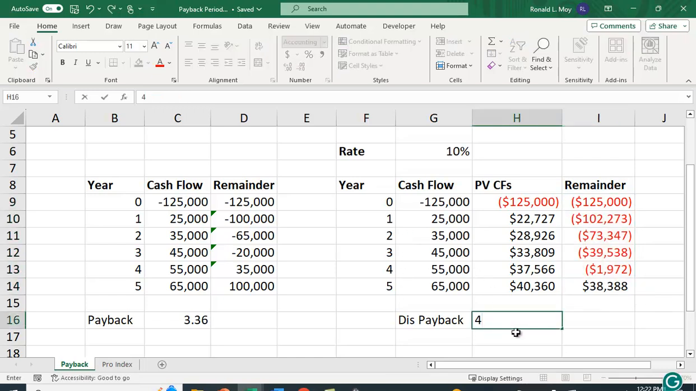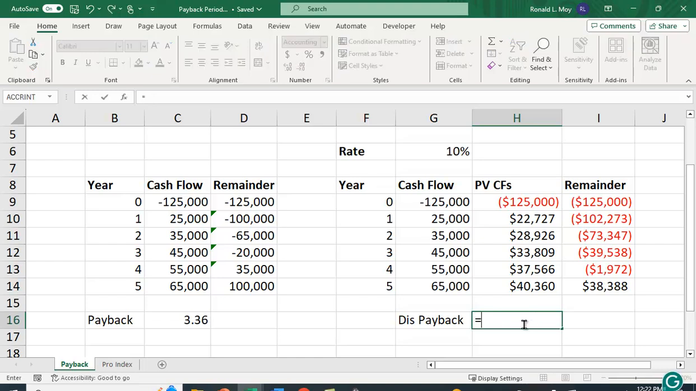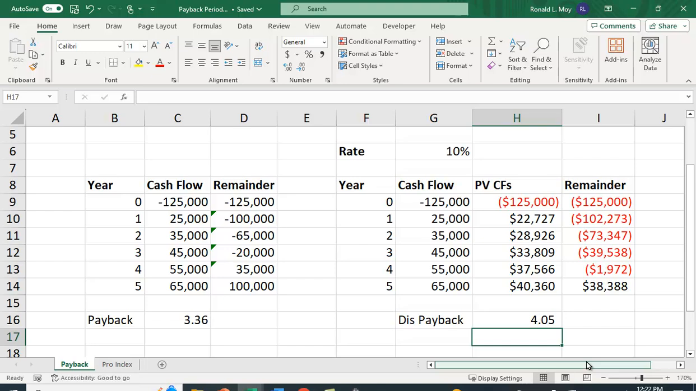So here it's going to be 4 plus, and again, the same thing we had before, the negative of this value. We have to put the equal sign in, so it didn't realize I wanted to put a formula in. 4 plus the negative of this divided by this. And let's close up the parentheses, and we get 4.05 years. And you can see this is a very small amount of money, so it's not going to take much of year five to cover this less than $2,000. So 4.05 years is the discounted payback period.